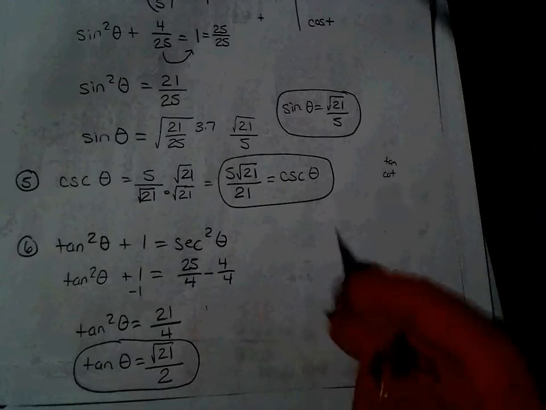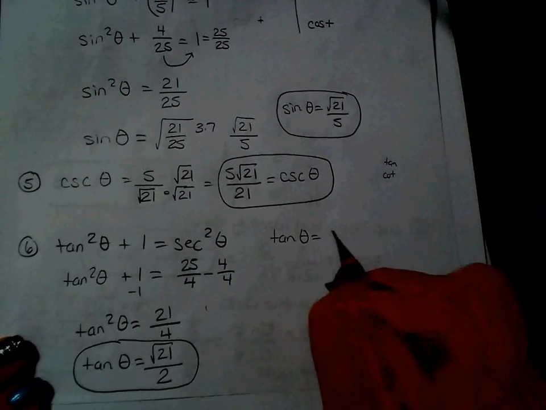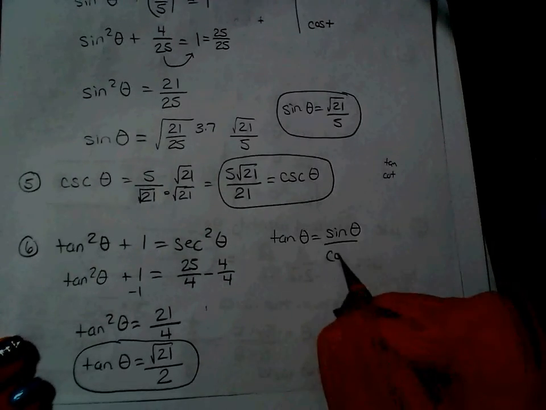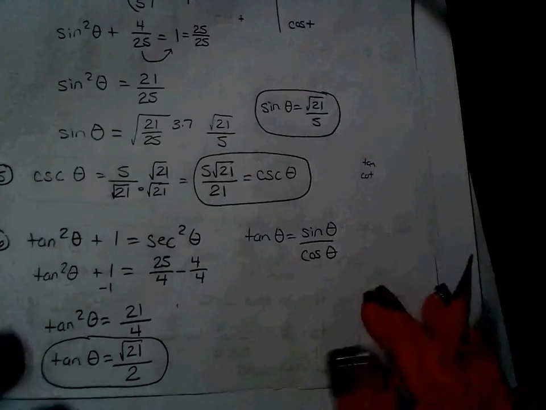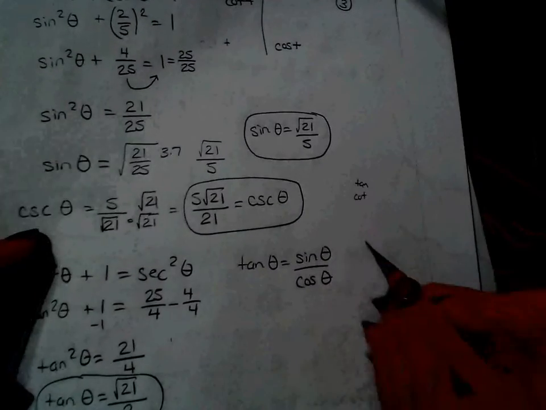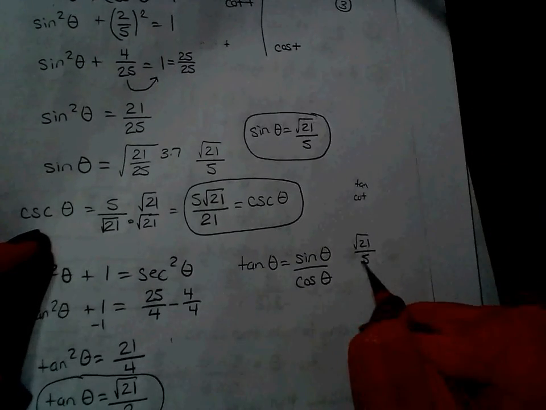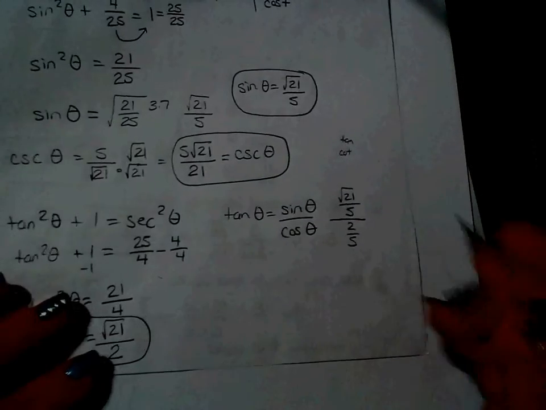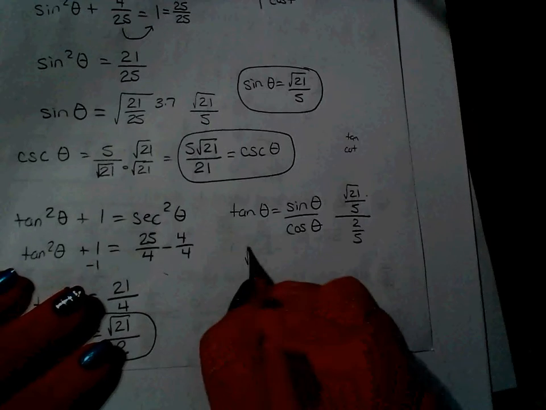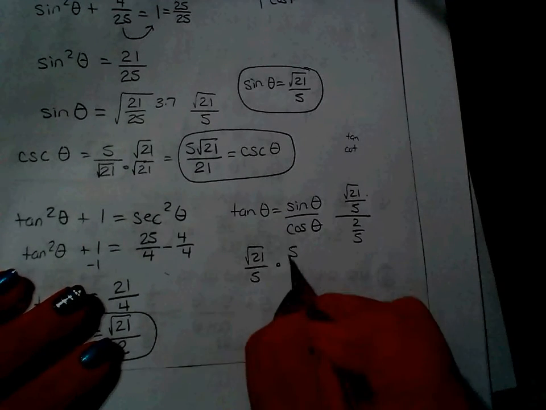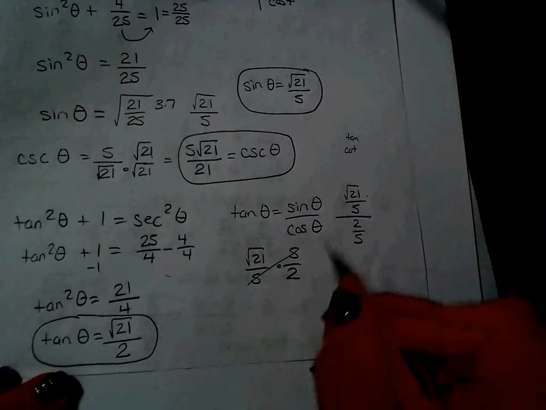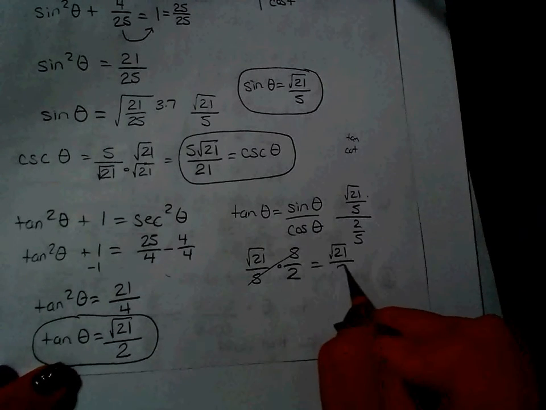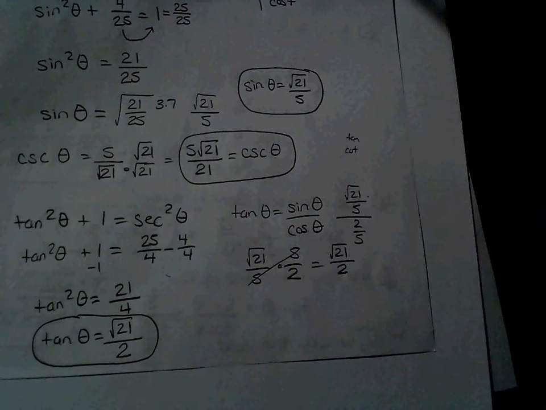Now that's one way of getting it, but suppose you don't like that way and you want to use the quotient identity, sine over cosine. So I find sine and I write it down, and I find cosine and I write it down, and I do same, change, flip. The 5s are going to cancel, and because our God is a God of order, I'm going to get the square root of 21 over 2, which is the same thing I got before. Now I've gotten 5 of the 6.